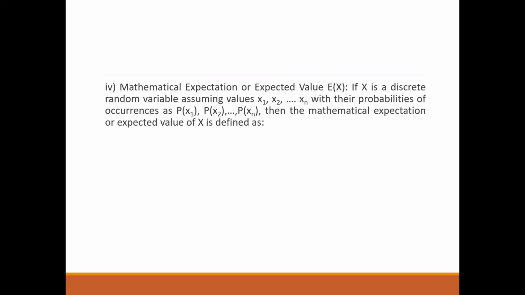Then we have another definition, which is for your mathematical expectation or expected value, which is written as E(x). Now, if x is a discrete random variable, assuming the values of x1, x2, and up to xn, with their probabilities given as p(x1), p(x2), then the mathematical expectation or the expected value of x can be defined as E(x) equal to x1 into p(x1) plus x2 into p(x2) and so on.